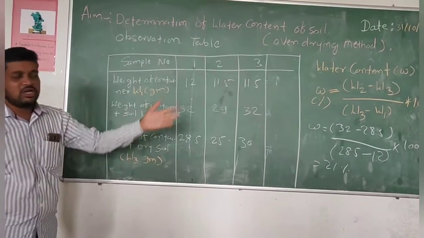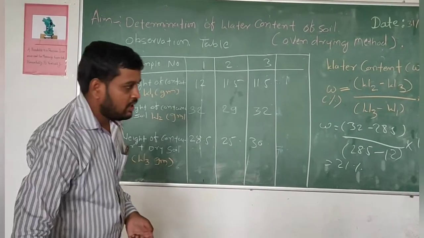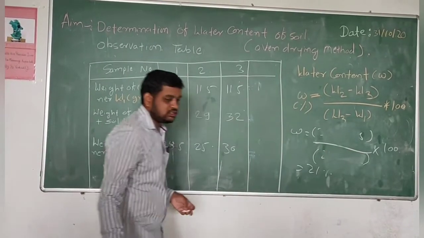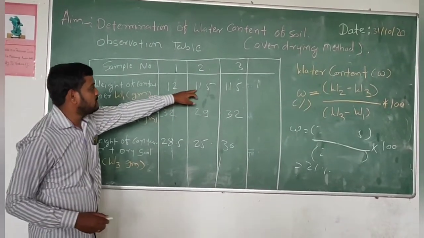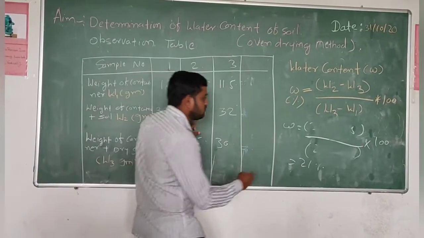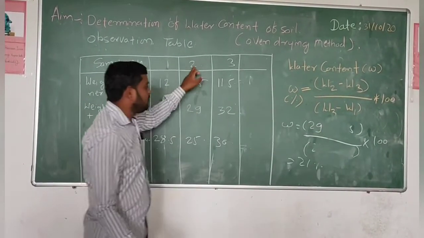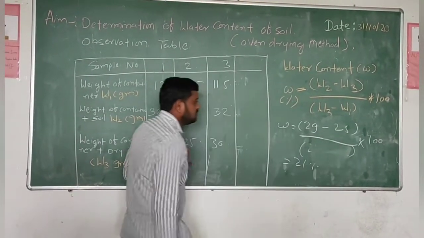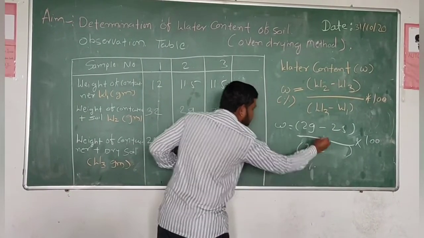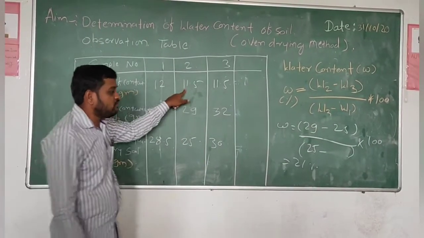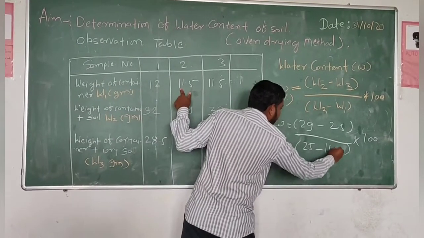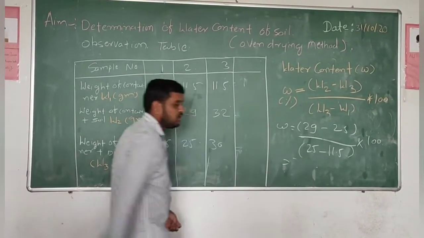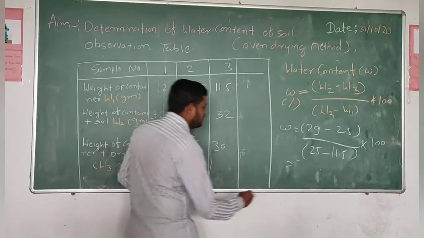Now find the water content for sample number 2 by putting in the values of W2 and W3. W2 for sample number 2 is 29. Then for sample number 2, W3 is 25, so minus 25, divided by 25 minus W1 for sample number 2, that is 11.5. If you put in those values, you will get the water content for sample number 2 as 29.6%.